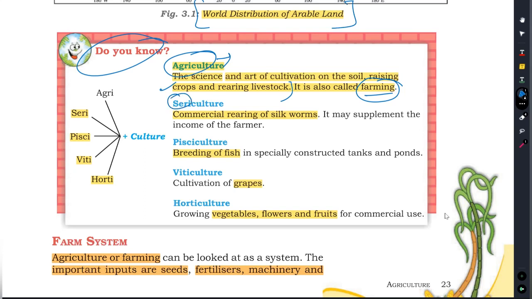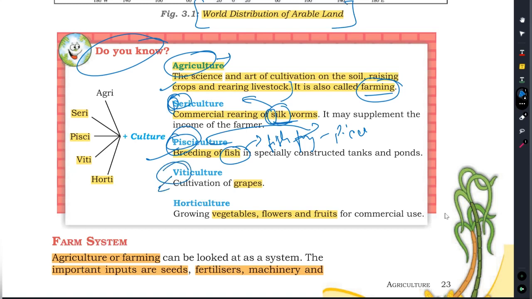Sericulture means rearing of silkworms. How can we remember? See, S comes here. Silkworm also starts with S. Sericulture means silkworms. Here pisciculture means fish. Fish sounds like one piece. So PC, piece, right? This is how you can remember. Breeding of fish is known as pisciculture.